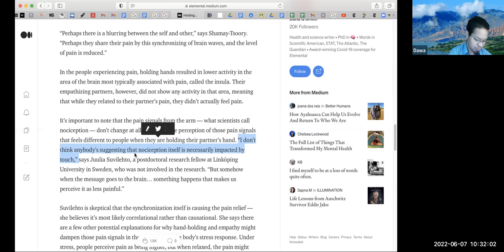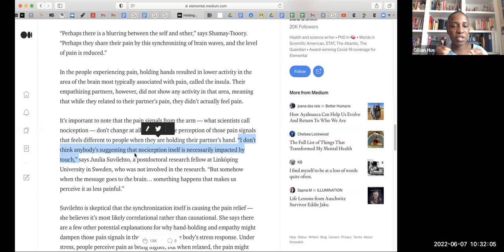So the physical stimulus doesn't change and converting it to a neural signal doesn't change.